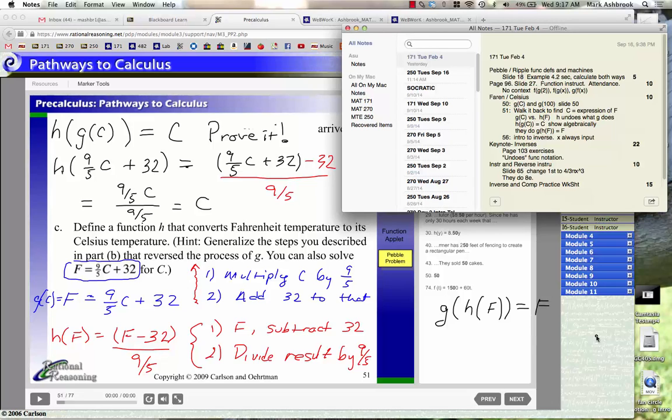So you're going to do what we did up here. Prove it. Show the math that proves that. You're going to do it now. Show the math that proves that statement. Jerome can help you. Person next to you, you can work together. Prove that G of H of F equals F.